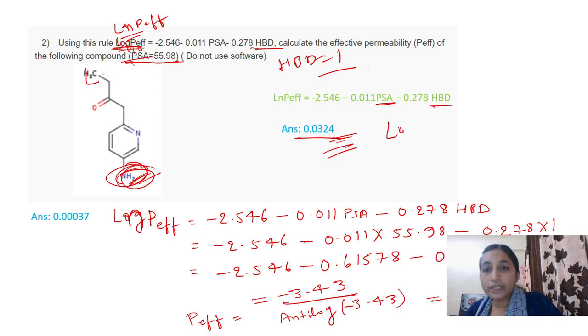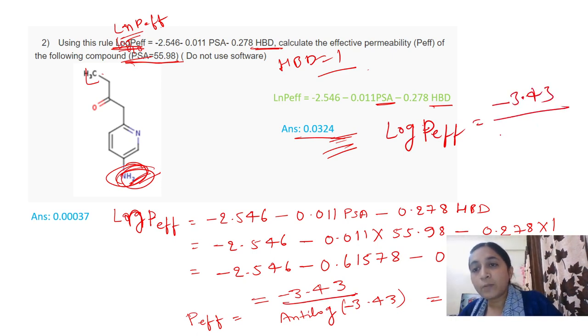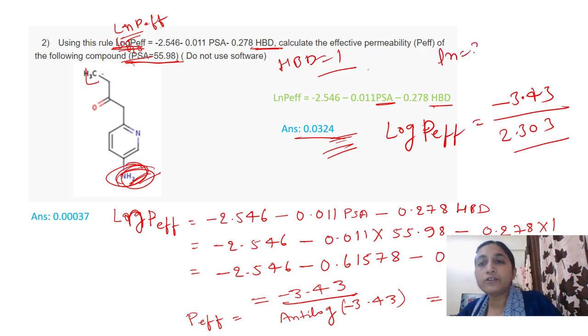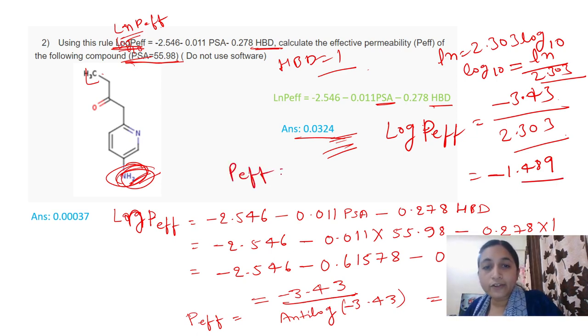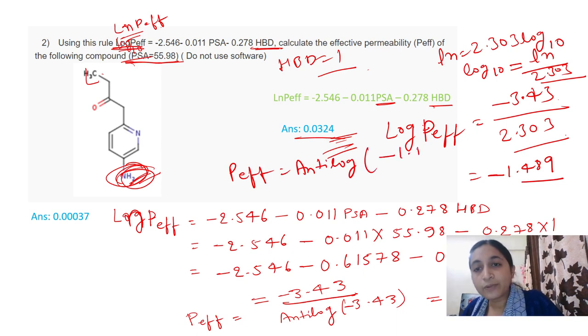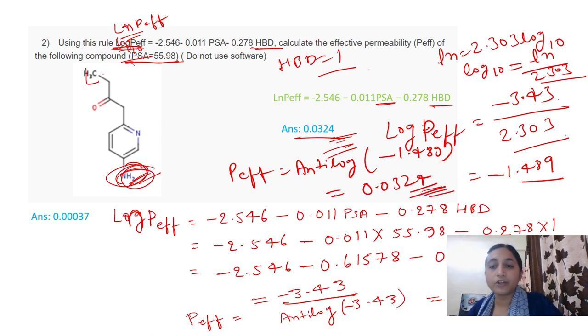Once you do it, if you consider this ln PEF, then it will come this much. So what we will do then: log P effective equal to minus 3.43 upon 2.303, because you all know ln equals 2.303 times log base 10. So if we change to log base 10, it becomes ln divided by 2.303. The ln value is minus 3.43, so we divide by 2.303 and it will come minus 1.489. So P effective equal to antilog of minus 1.489, and this will be equal to 0.0324. So this will be the answer. I think this answer is matching with your answer, which is given there in the practice assignment. And if you consider this as such, then the answer will come like this.